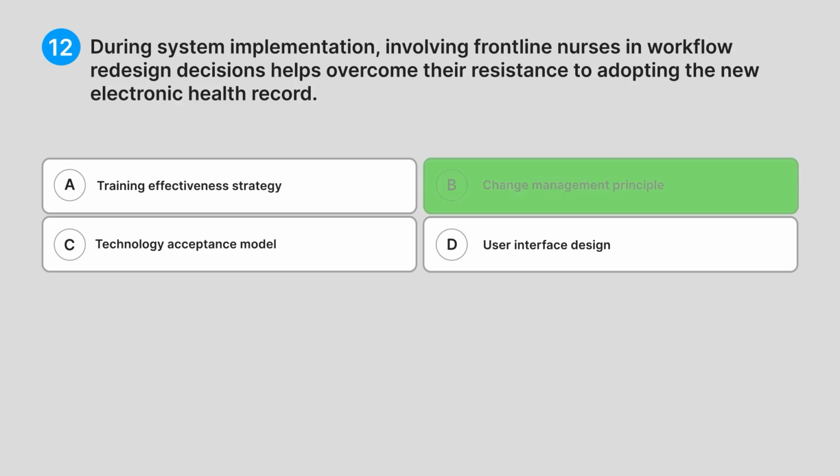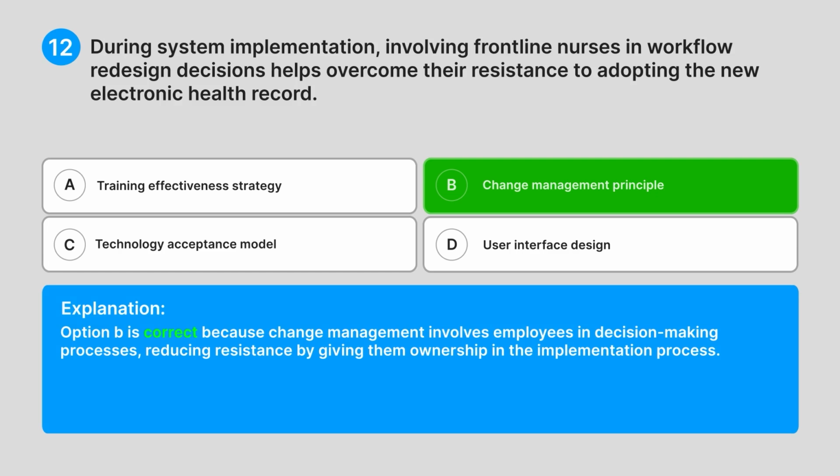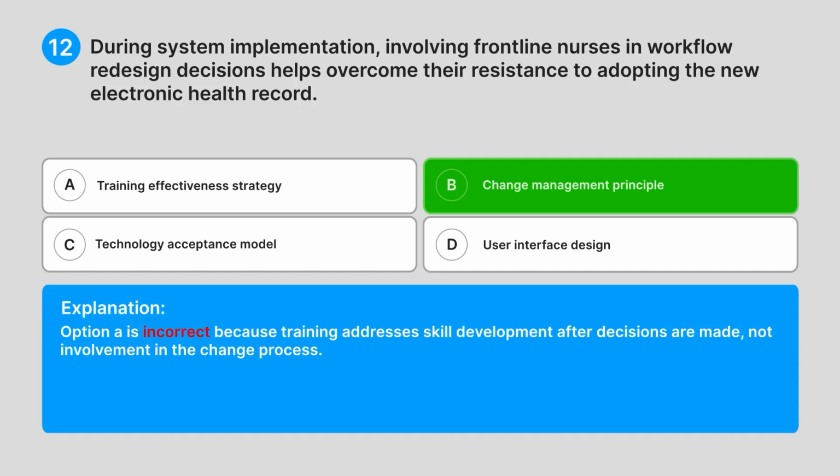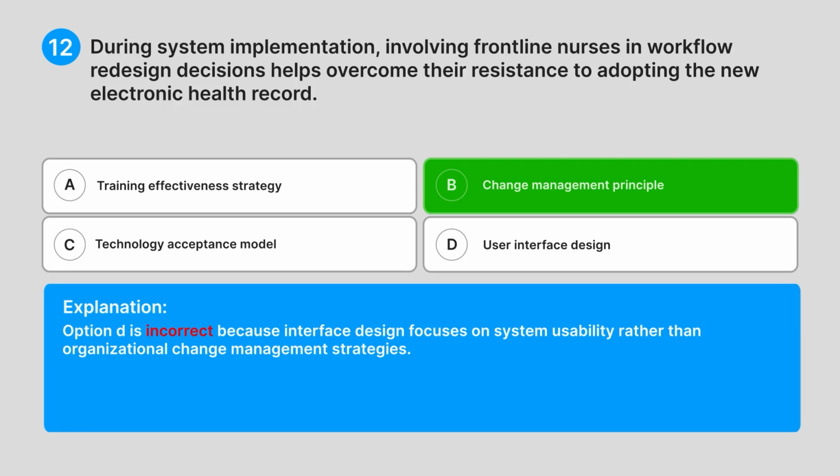Correct answer, B. Change management principle. Explanation. Option B is correct because change management involves employees in decision-making processes, reducing resistance by giving them ownership in the implementation process. Option A is incorrect because training addresses skill development after decisions are made, not involvement in the change process. Option C is incorrect because technology acceptance models explain user behavior but don't describe the involvement strategy. Option D is incorrect because interface design focuses on system usability rather than organizational change management strategies.